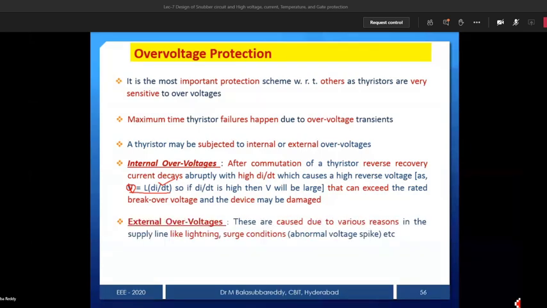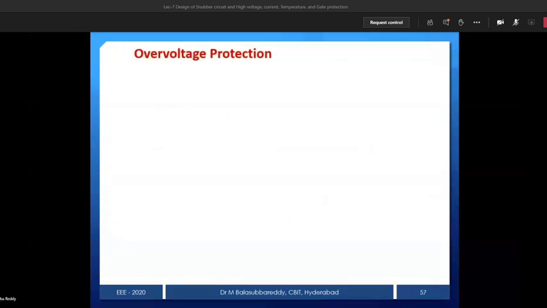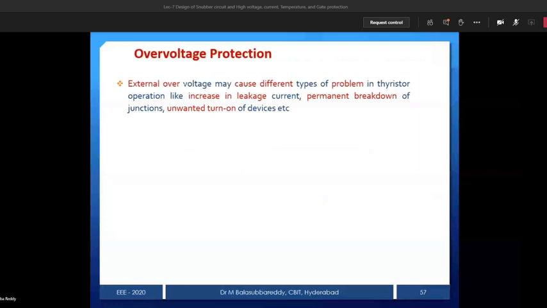The external case, you can see, is caused by various reasons. It may be lightning or surge conditions, so abnormal voltage spikes. Surge condition means the voltage is very high with a short time duration due to the lightning effect and all these things, which may happen externally. So these are the two problems that arise in over voltage protection. External over voltage may cause different types of problems, like increasing the leakage currents, or permanent breakdown of the junction J2, or unwanted turn on of the device. Whatever happened previously leads to these things.